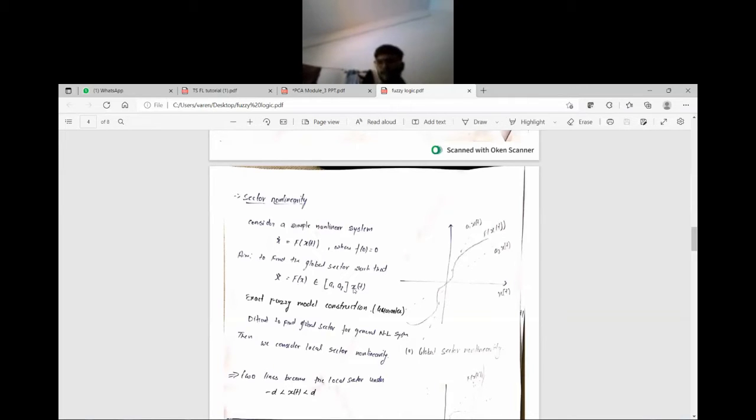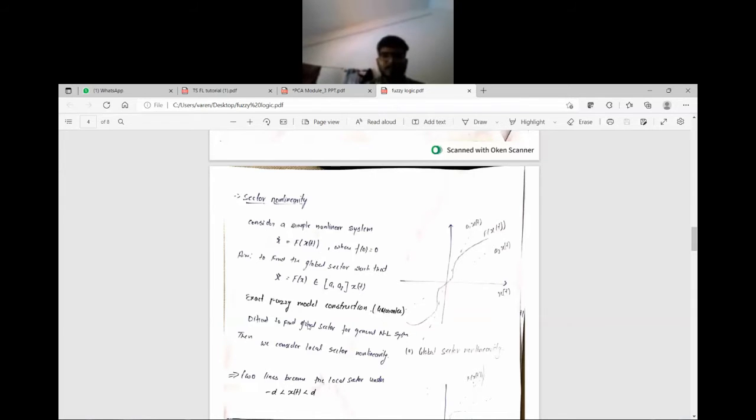Let us discuss sector nonlinearity. We have considered a simple example of a nonlinear system where x dot is a function of x(t), where f(0) is equal to 0. Here our aim is to find the global sector such that x dot will become a function of x only, where this nonlinearity lies between a1 and a2 times x(t).